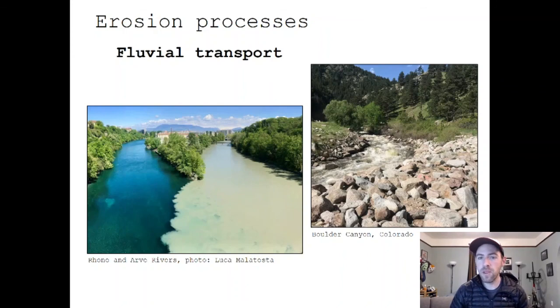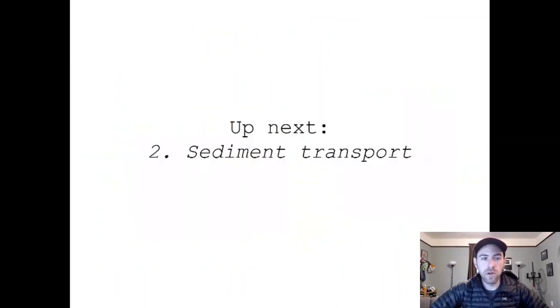Okay. So next week we will start talking about sediment transport and some of the transport processes predominantly in river systems, and some of the features that you get when you end up in a sediment transporting environment.